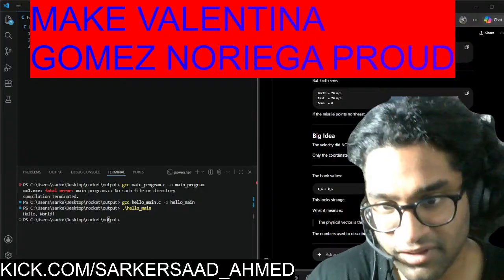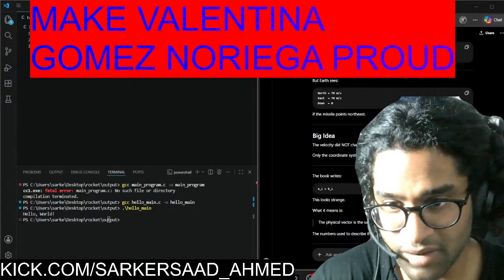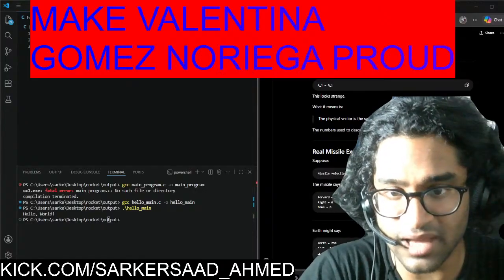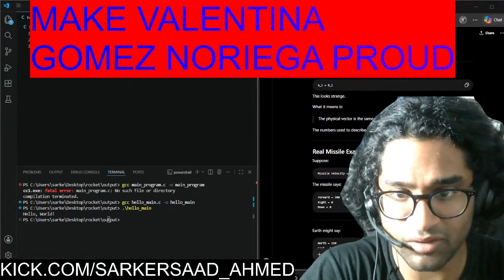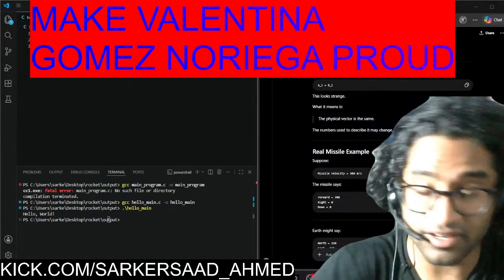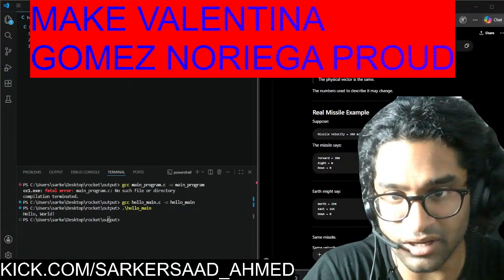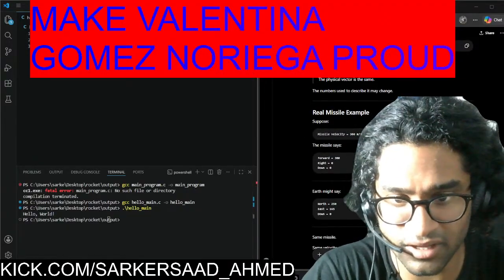So what this means, the physical vector is the same. The numbers used to describe it may change. Suppose the missile velocity is 300 meters per second. The missile will say 300 forward, right is 0 and down is 0. But the Earth might say north is 250.